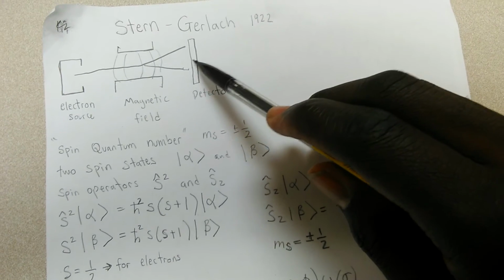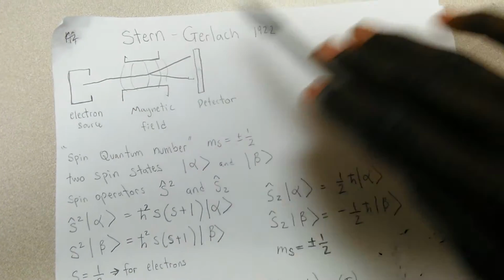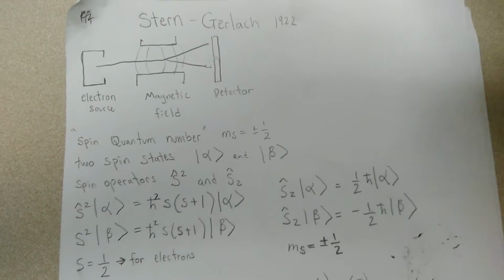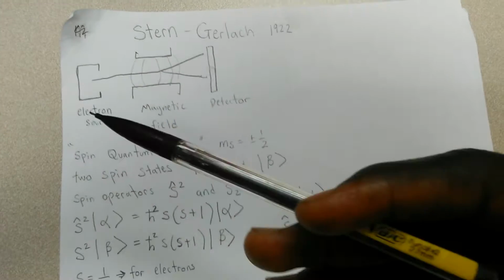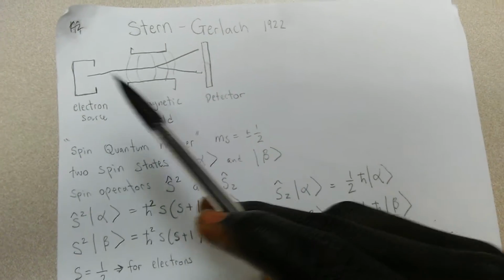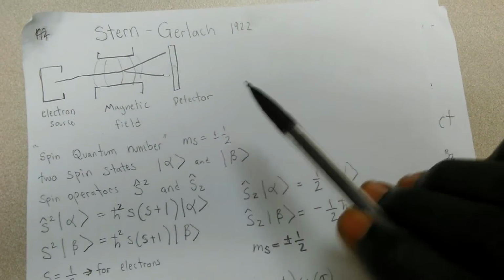we should expect all the deflections of the electron to be the same, because all the electrons we assume to be in the same state. Let's say we prepare electrons in the same state, and we pass them into a magnetic field B, then we should expect the same deflections for all electrons.